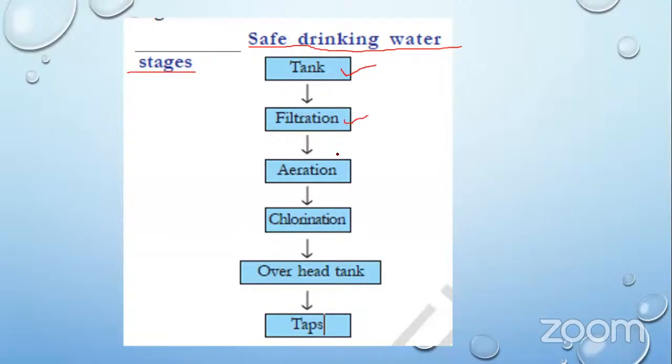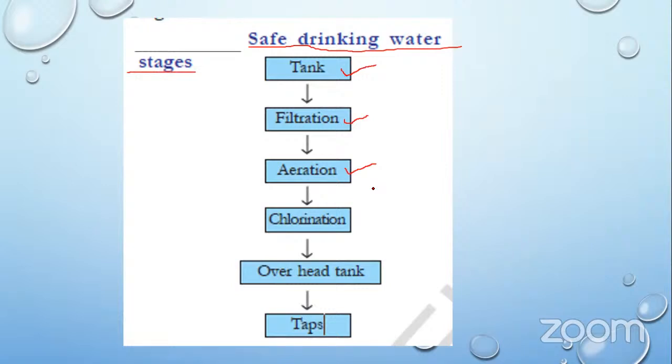Next is aeration. Aeration means passing of air into the water. What happens when air is passed into the water? Some good bacteria will develop. These will consume all the biological waste which is present inside the water. This bacteria will make water fresh, meaning it will eat away the biological waste. This is done by aeration. Aeration means passing the air into the water.